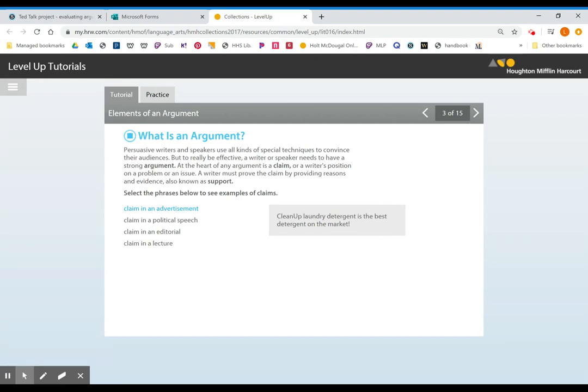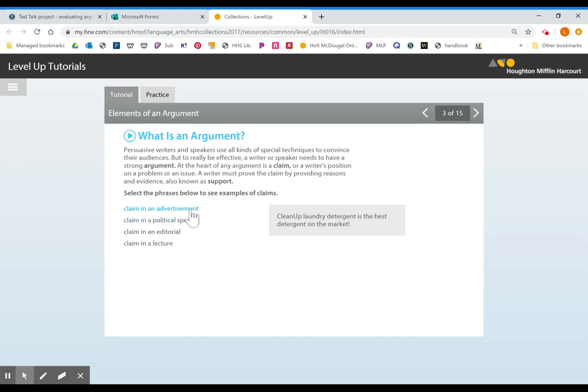Persuasive writers and speakers use all kinds of special techniques to convince their audiences. But to really be effective, a writer or speaker needs to have a strong argument. At the heart of any argument is a claim, or a writer's position on a problem or an issue. A writer must prove the claim by providing reasons and evidence, also known as support. So you can't just make a claim, you have to also back it up with support to prove what you think to be true and valid.